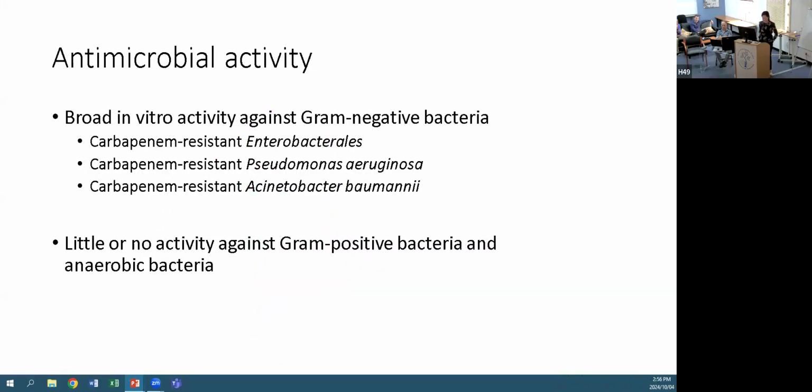Cefiderocol is a drug indicated for the treatment of infections caused by gram-negative bacteria in adults with limited treatment options. It has broad in vitro activity against gram-negative bacteria, including multi-drug resistant bacteria, such as carbapenem-resistant Enterobacterales, carbapenem-resistant Pseudomonas aeruginosa, and Acinetobacter baumannii. Cefiderocol has little or no activity against gram-positive bacteria or anaerobic bacteria due to their inherent resistance.